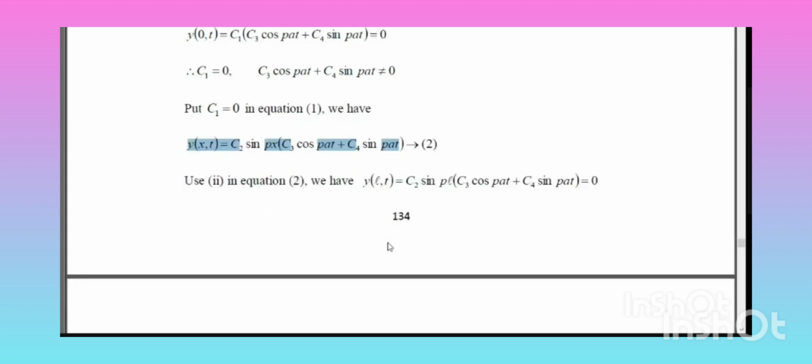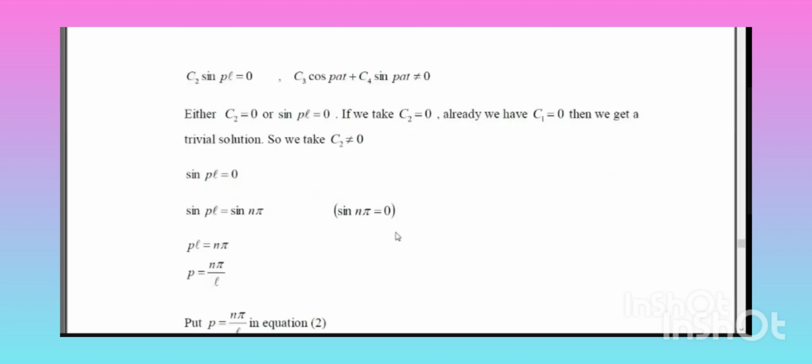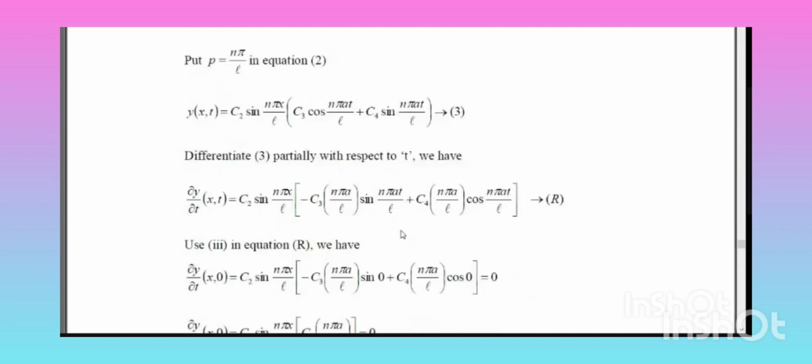If you apply P is equal to n pi divided by L, here is y of x comma t is equal to C2 sin n pi x by L into C3 cos n pi at by L plus C4 sin n pi at by L. Take this equation number 3.